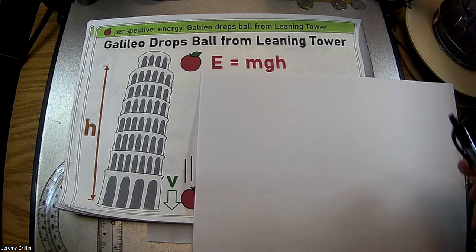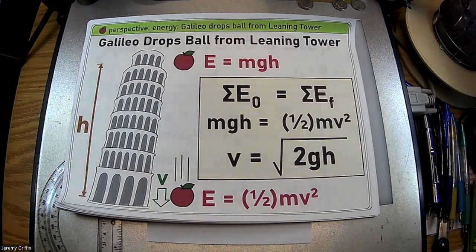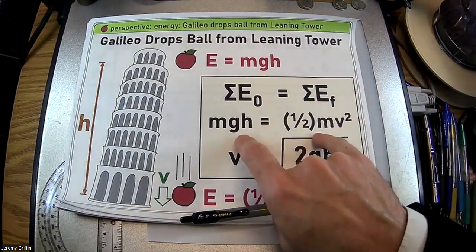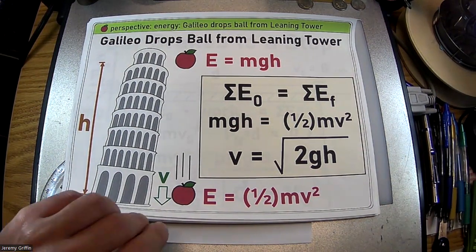All right, so you said at the top it's all mgh, and at the bottom it's all 1/2 mv squared. So energy is conserved. Then rearrange it, and you get square root 2gh. So you guys go with Galileo.